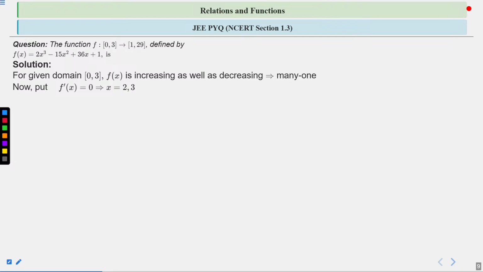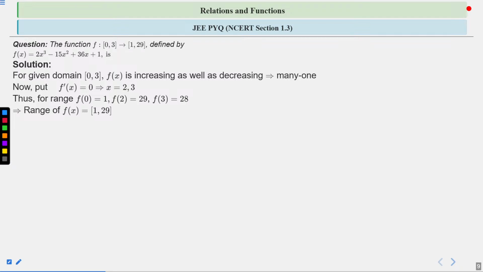Now put f'(x) equal to 0. We get x = 2 and 3. Thus for the range, we need to calculate f(0). For the boundary point, f(0) is 1. When x equals 2, f(2) is 29. You need to solve this. And f(3) will be 28. You can put 3 in place of x and find the value of f(3). It is 28.